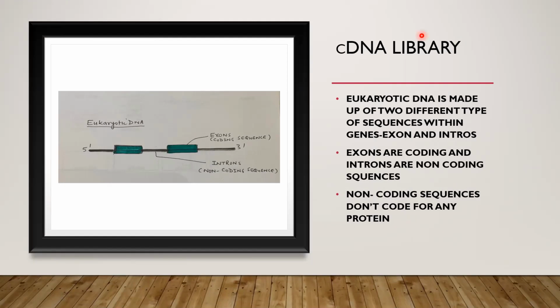Coding sequences can form amino acids, and amino acids will form protein. So these are exons which can code and form protein, and these are introns which are non-coding sequences, and they will not be able to form amino acids and protein. And this is the 5' direction of DNA, and this is the 3' direction of DNA.